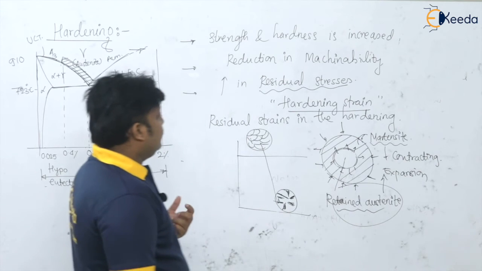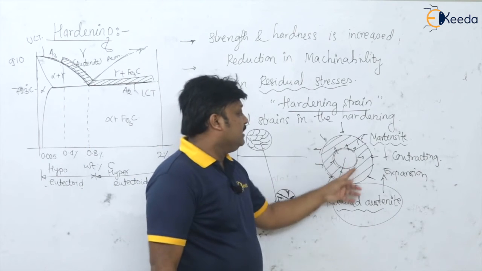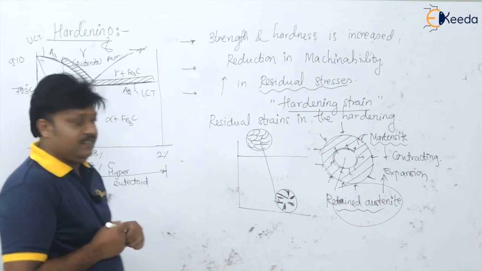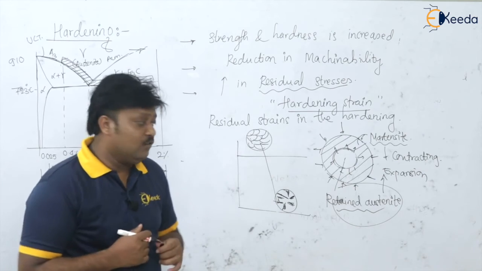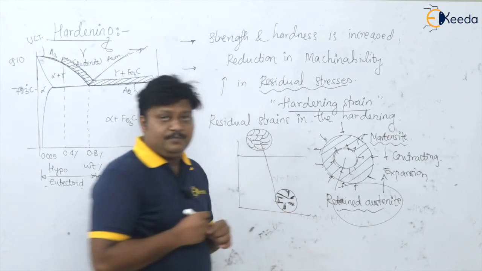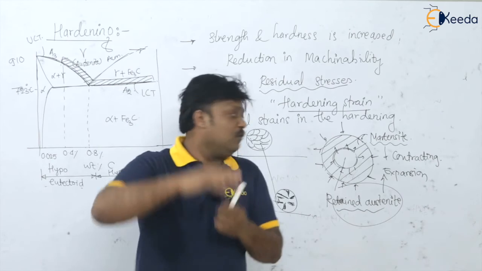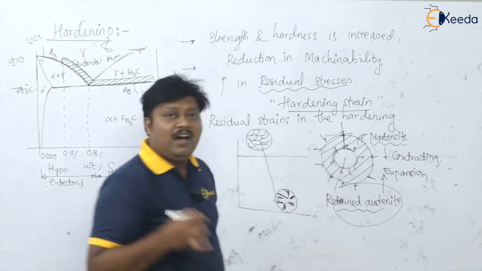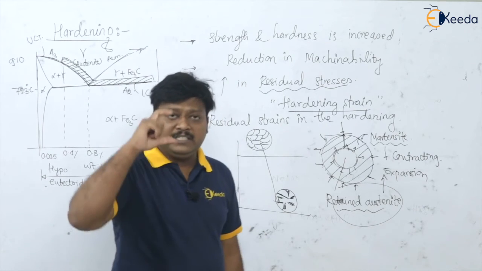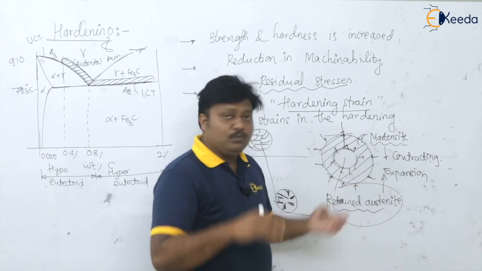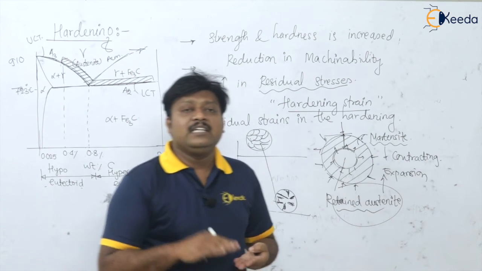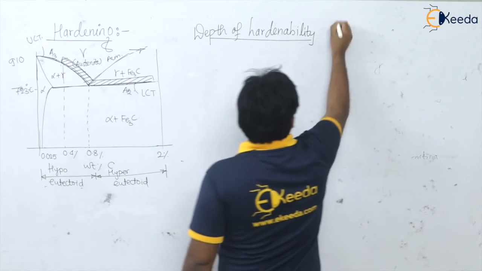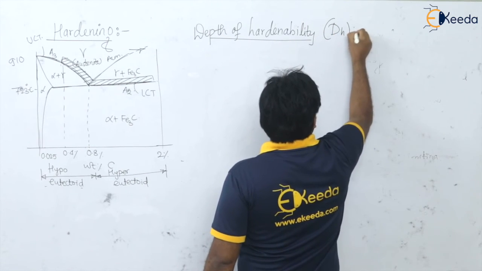Okay, so one thing is very important about this retained austenite. Now see, if you want to find out the depth of hardenability, that is, from the skin or the outer surface, up to how much depth the workpiece has got hardened, that is, up to how much depth the martensite is produced, that is known as depth of hardenability, isn't it? So I will write it as DH, depth of hardenability.